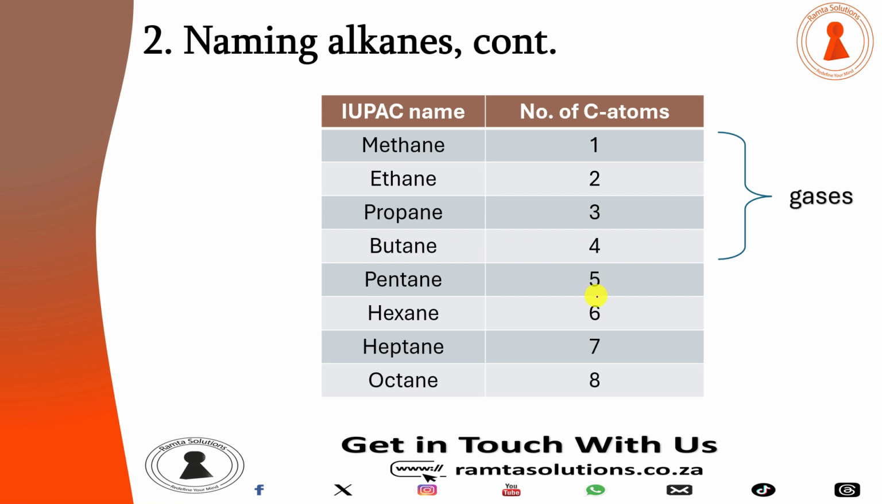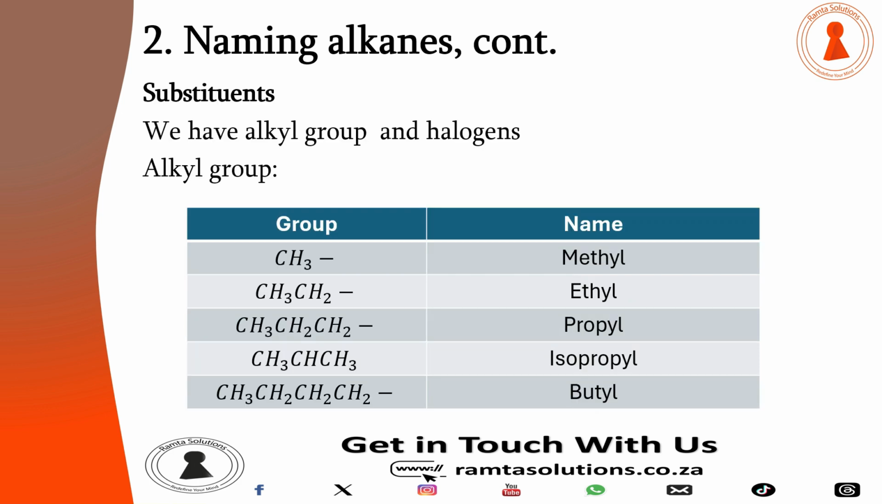So 5, 6, 7, 8 are liquid at gas temperature. Okay, now let's look at the substituents. You remember, substituents, in place of hydrogen, what do you have? You have these guys. Okay, and I will show you what I mean.